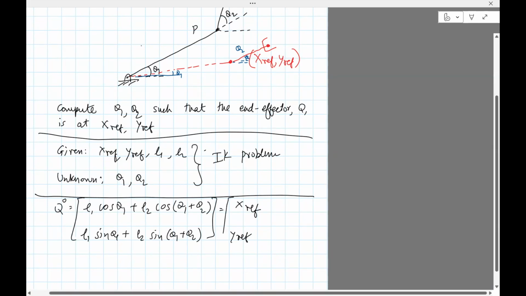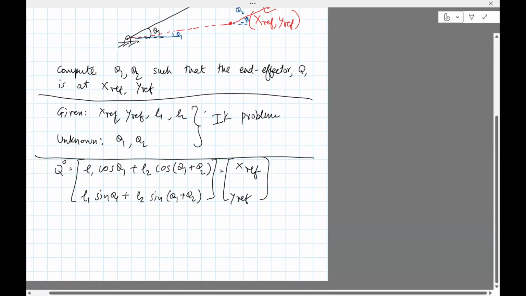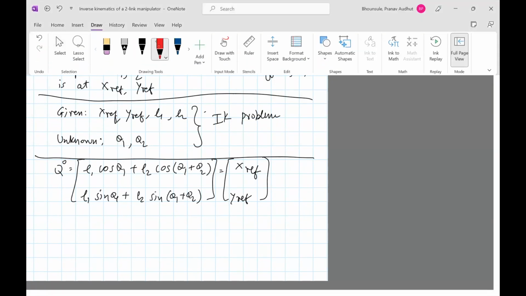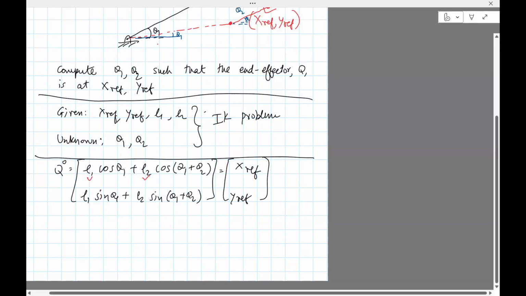Read it this way. So the first row should be equal to X ref. The second row should be equal to Y ref. Okay, so this is given, and these are unknowns. So you can see that in order to compute theta 1, theta 2, you need to do a non-linear, or it's kind of non-linear, because cosine theta is not easy to invert.